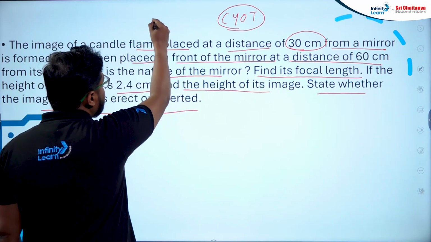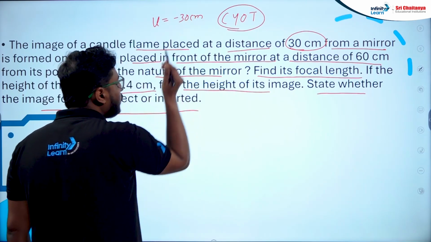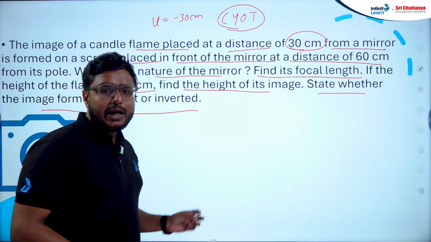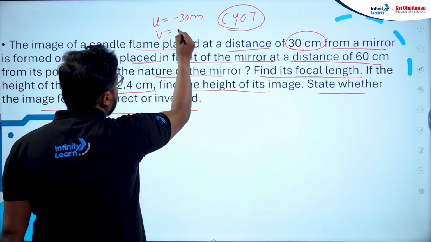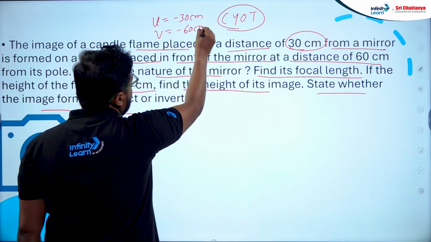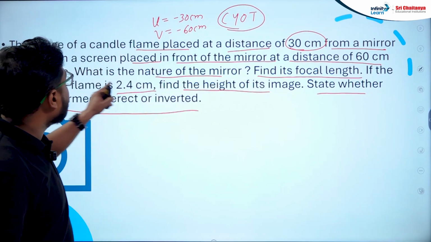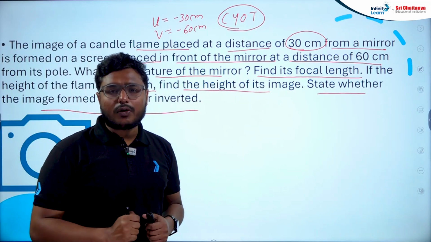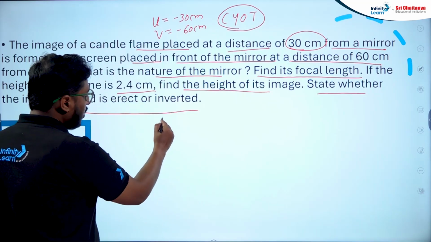So object distance is going to be negative, minus 30 centimeter, and image is very clearly given that it is also forming on the screen which is located in front of the mirror. So v is also going to be minus 60 centimeter. The first thing which we need to find out is its focal length and what is the nature of the mirror. If we get the focal length, according to the sign of the focal length, we can tell about the nature of the mirror. Let's solve for the focal length.